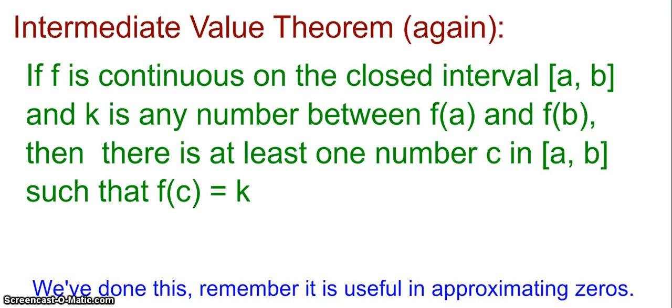Alright, the last thing we're going to talk about today is the intermediate value theorem. We have talked about this before. All it says is that if f is continuous, so now we're bringing it back up because it has to do with continuity, on a closed interval a to b, and k is any number between f of a and f of b, then there is at least one number c in a to b such that f of c is k. We've done this before. We've used it for approximating zeros. You can use it to approximate any number, but really the usefulness that we've seen before is for zeros.